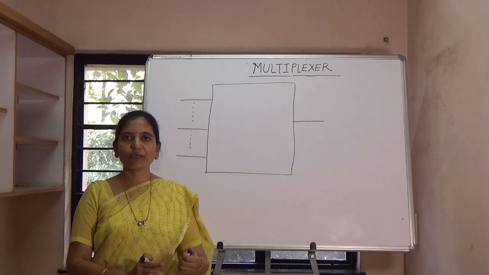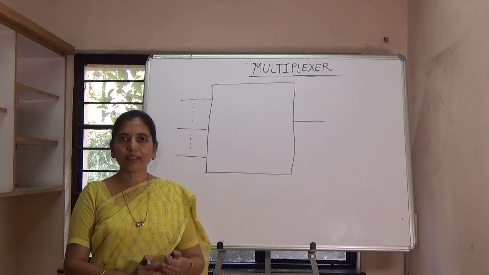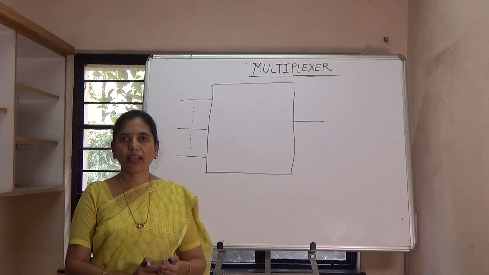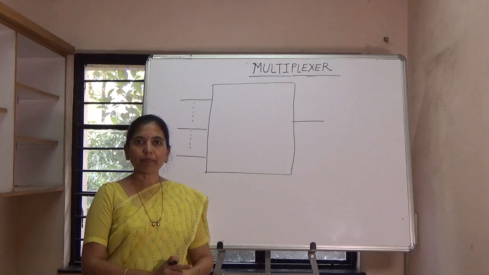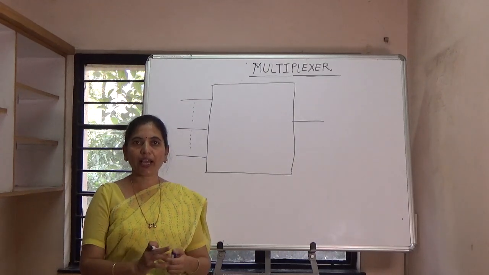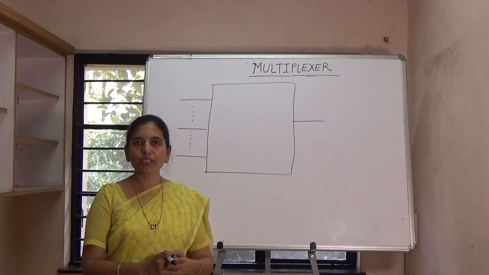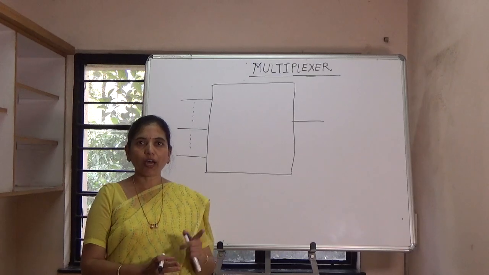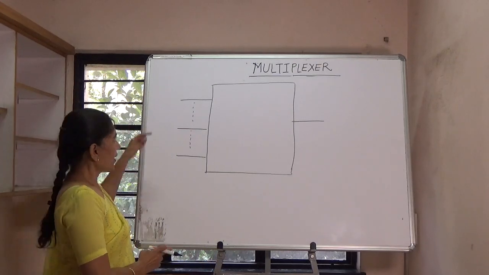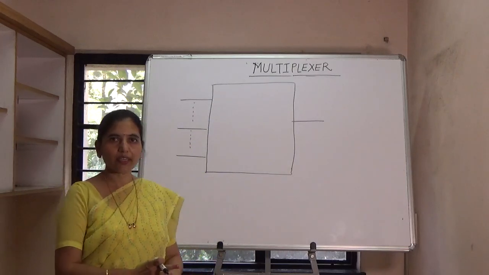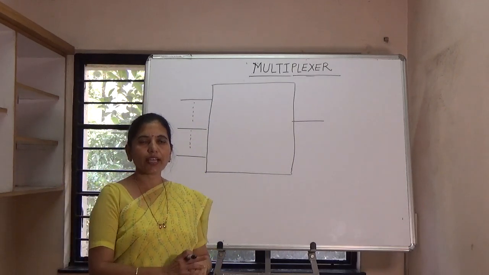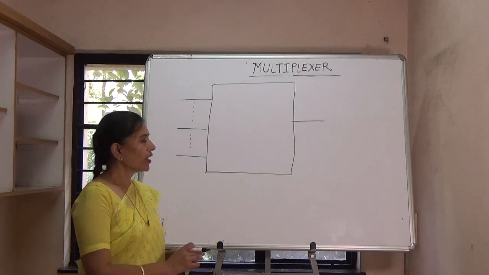Students, in this video we will learn another combinational logic circuit, and that is a multiplexer. A multiplexer is a circuit which has more than one input but only one output. Let's imagine this box as a multiplexer. Let us first try to understand the function of a multiplexer.